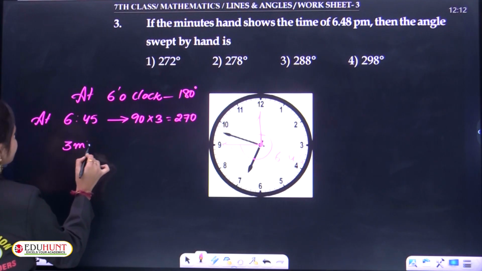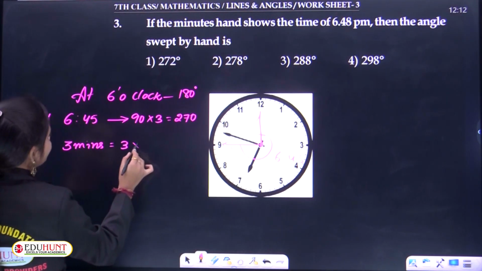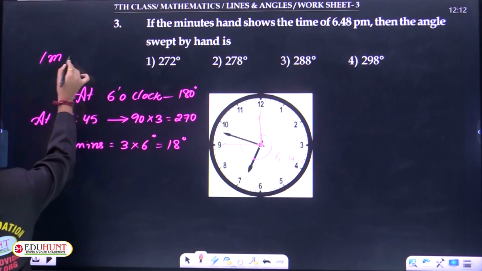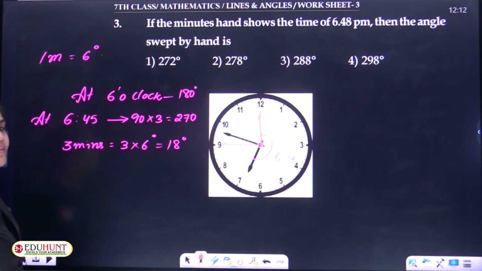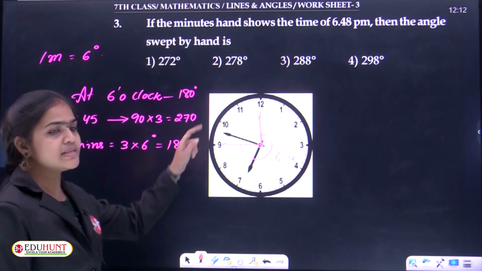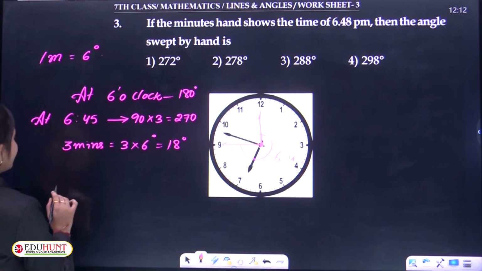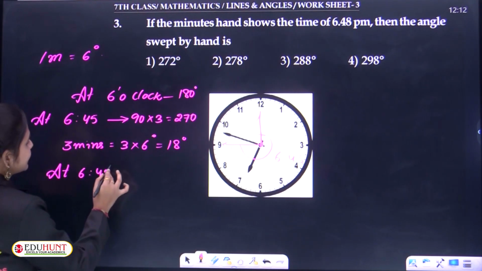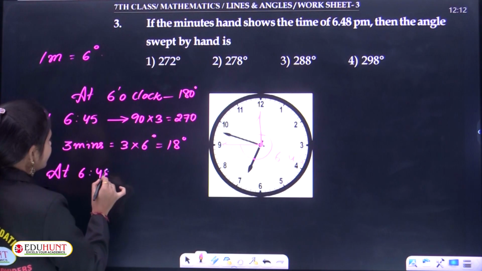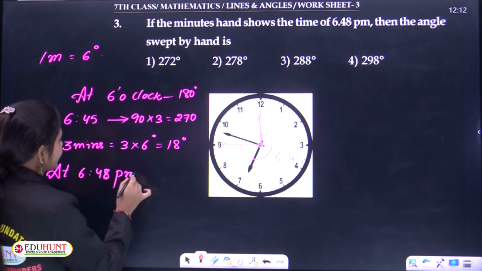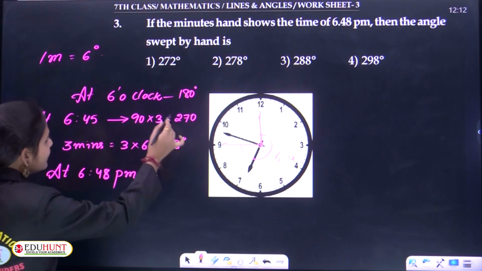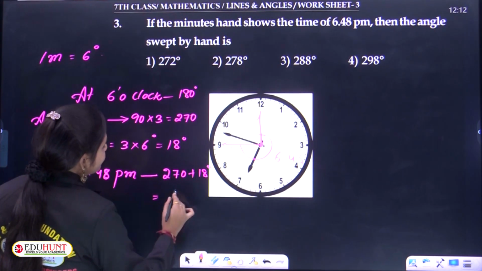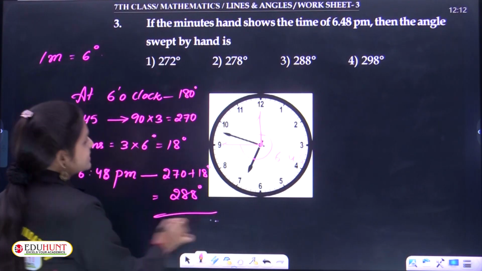3 minutes is equals to 3 into 6 degrees, which is equals to 18 degrees. Why? Because 1 minute makes here 6 degrees. That's why 3 into 6 degrees is equals to 18 degrees. Now at 6:48 p.m. they're asking, no? Then here the total angle is 270 plus 18 degrees, which is equals to 288 degrees.